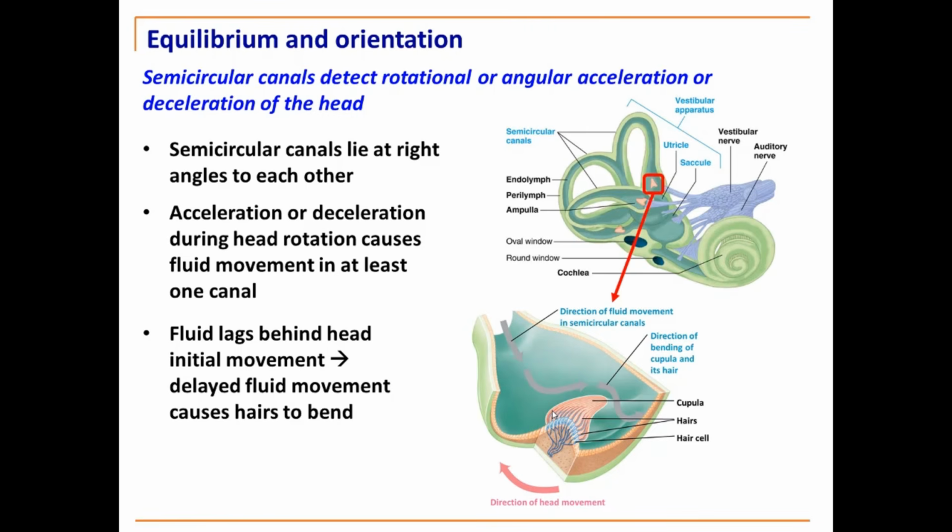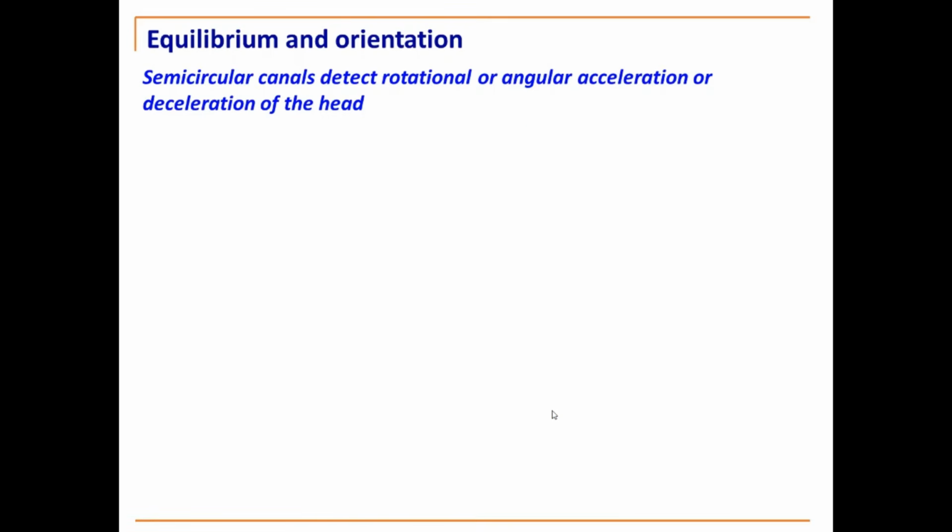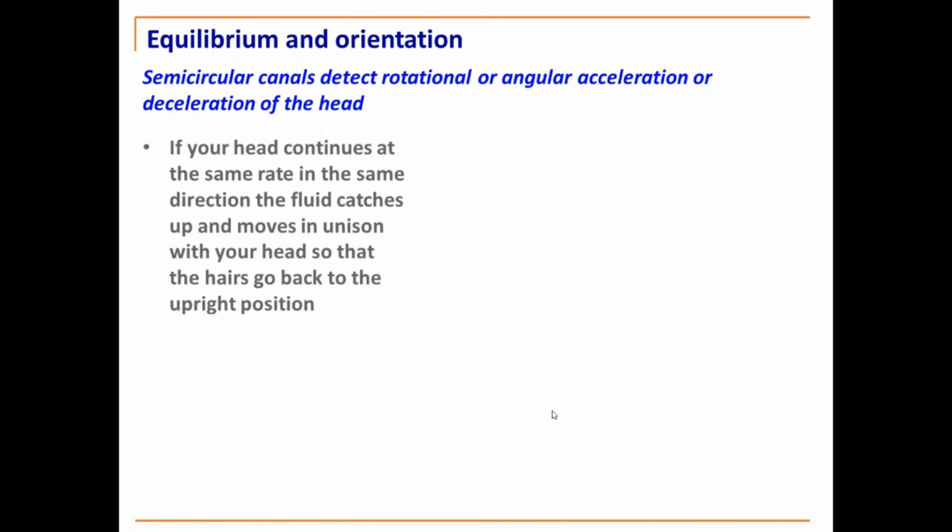But if your head continues at the same rate in the same direction, the endolymph catches up and moves in unison with your head, so that the hairs go back to the upright position. And when your head slows and stops, the reverse situation occurs. So, like we've already said, if your head continues at the same rate in the same direction, the fluid and the head are basically moving at the same time and at the same speed, and the hairs go back in the upright position.